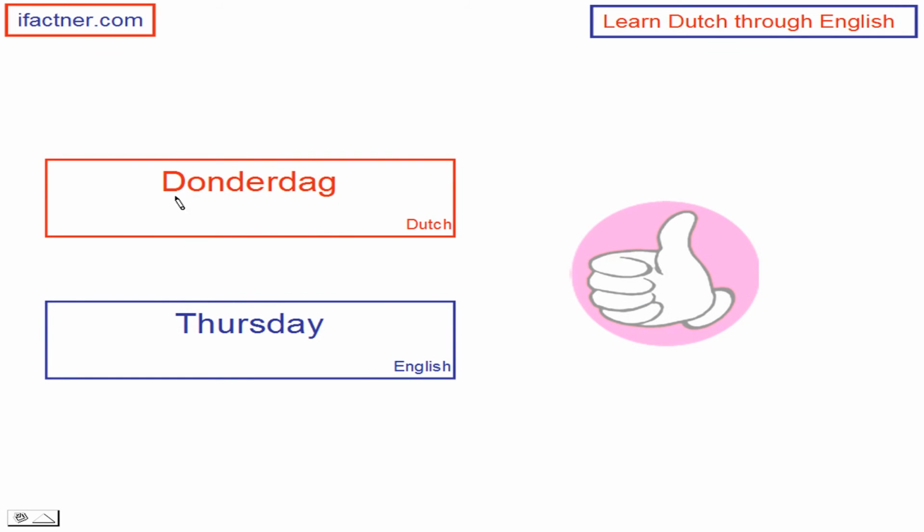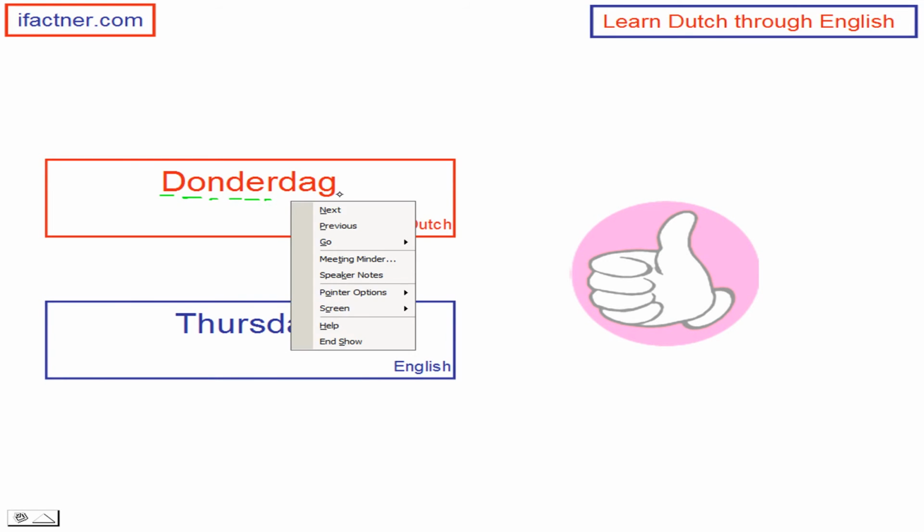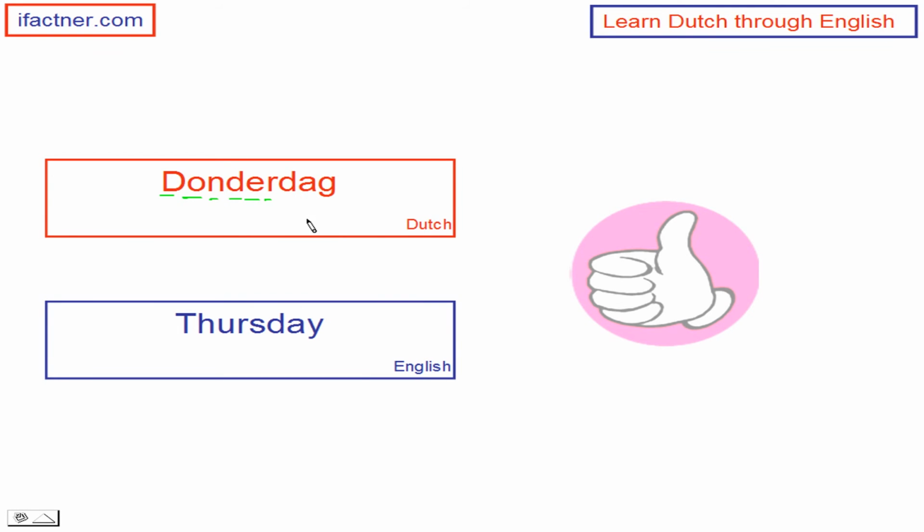Thursday is called donderdag. Donderdag. D-O-N-D-E-R. Donder. D-A-G. Dag. Donderdag.